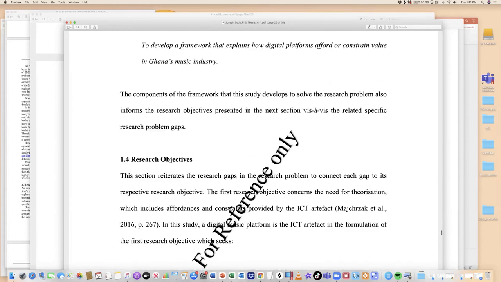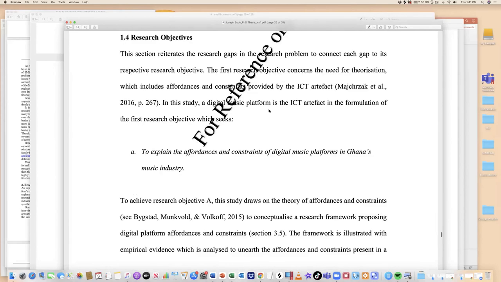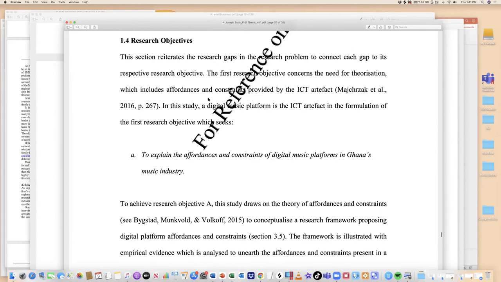The research objective, after each objective, he tells you how it relates to the gap. This section reiterates the research gaps in the research problem to connect each gap to the respective research objective. Sometimes arguments have come from some quarters that when they read people's research objectives, they don't see how it connects to the research gap. So he wanted to do that here. He stated the objective and said, to achieve this research objective, this study draws on the theory of affordance. This is the how to achieve it.